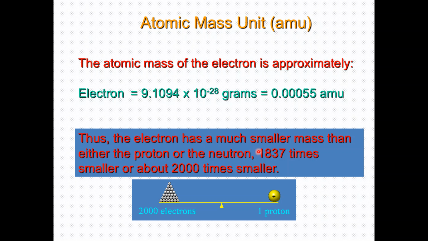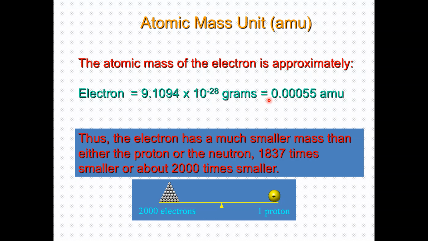And how much smaller is it? An electron is almost 1837 times smaller, or about 2000 times smaller, than either the mass of a proton or the mass of a neutron. This is the comparative scale for the mass of an electron. This is the exact mass of the electron in grams, with the corresponding mass in atomic mass units.